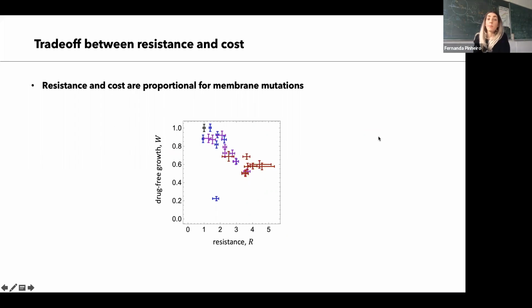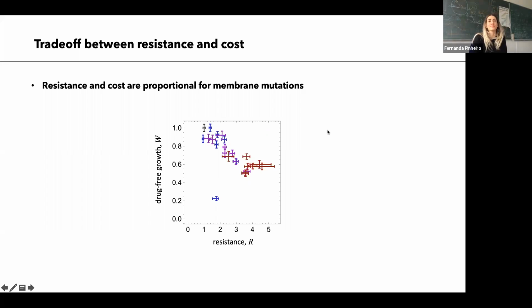Okay, so the first thing that we did once we had these observables was to check what happens to the observables related to the trade-off. And as we see, there is a very clear relation between the gain in resistance and the cost that you are paying in absence of drug. So what we wanted to do next was to explain this trade-off on the basis of a model.